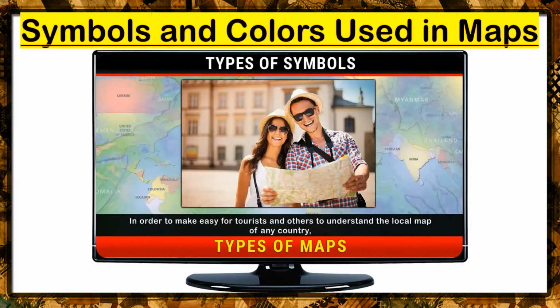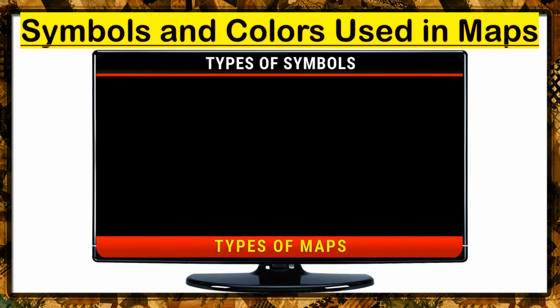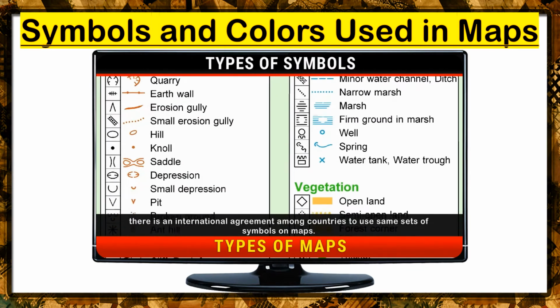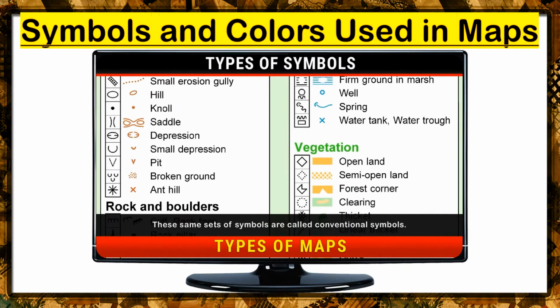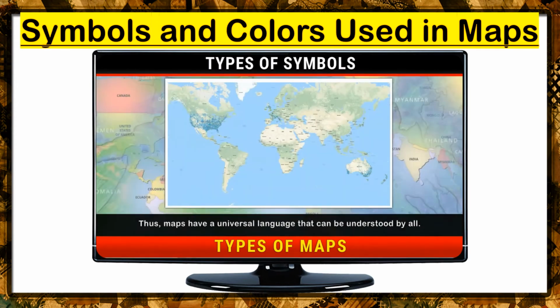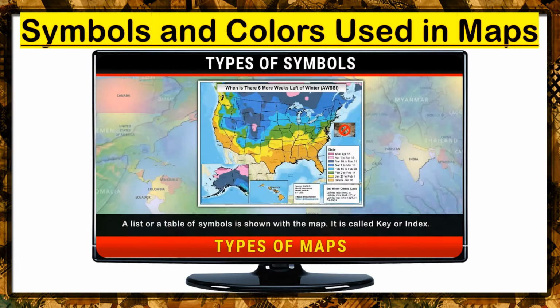In order to make it easy for tourists and others to understand the local map of any country, there is an international agreement among countries to use the same sets of symbols on maps. These same sets of symbols are called conventional symbols. Thus, maps have a universal language that can be understood by all. A list or a table of symbols is shown with the map. It is called a key or index. You can read a map by using the index. Some of the important conventional symbols are shown here.